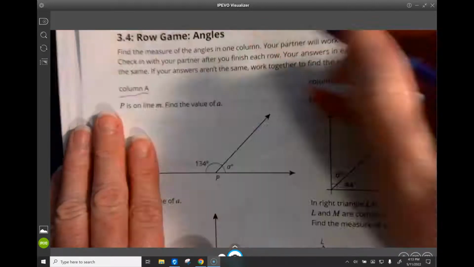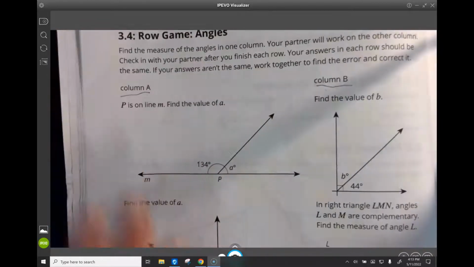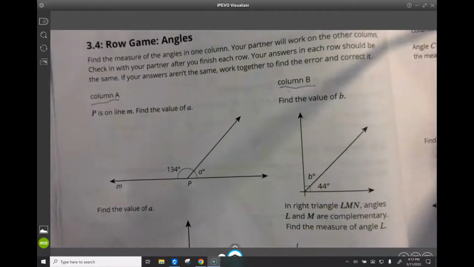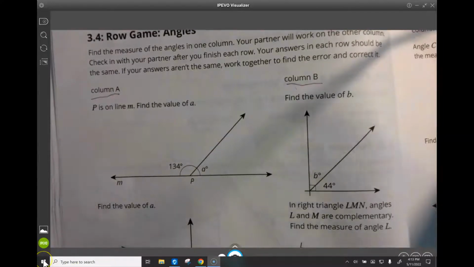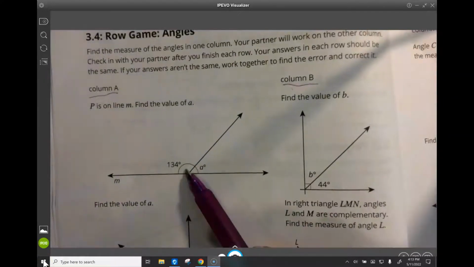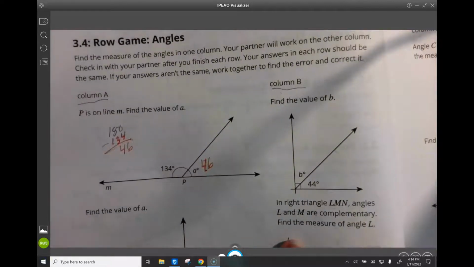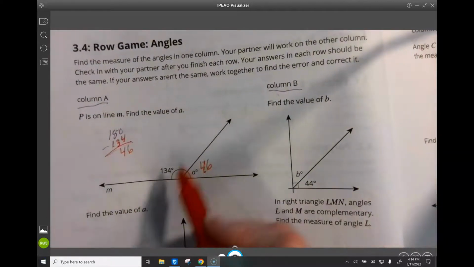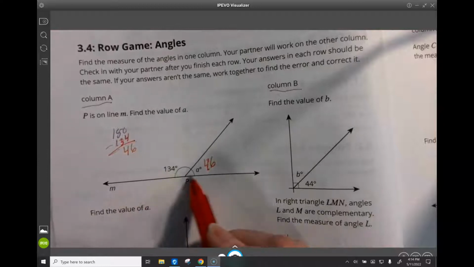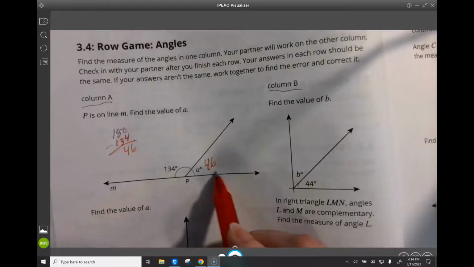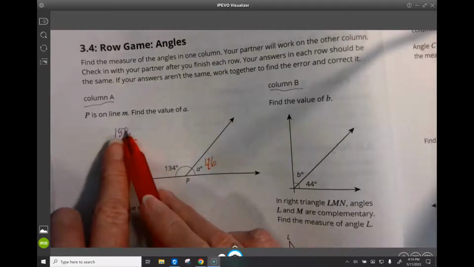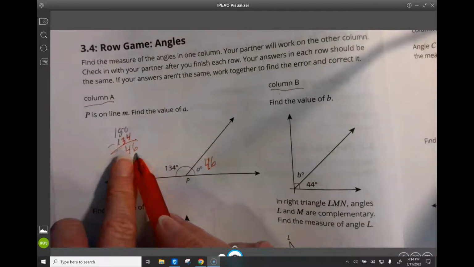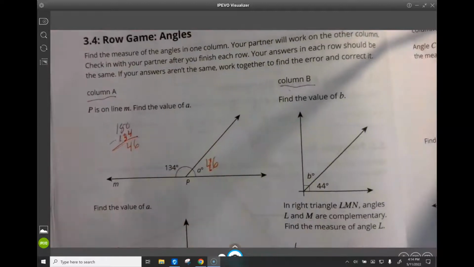So here's what we're going to do. I'm going to be column A. You are going to do column B. We're going to pause and we're going to find those measures, okay? So here we go. Pausing. You're doing this one. I'm doing this one. Ready? Go. So I looked at this and I saw, hey, wait, this is on a line. That means that it's a straight angle. The straight angle has to equal 180 degrees, right? So I took 180 minus 134 and I got 46. Okay, let's see what my partner did.